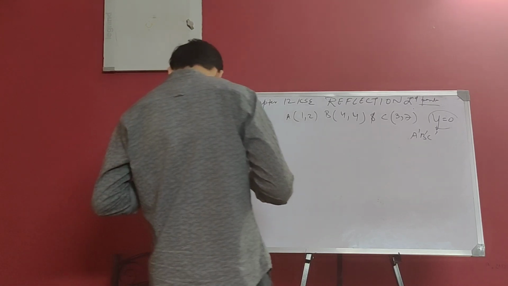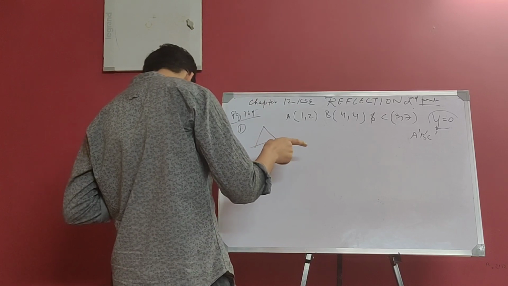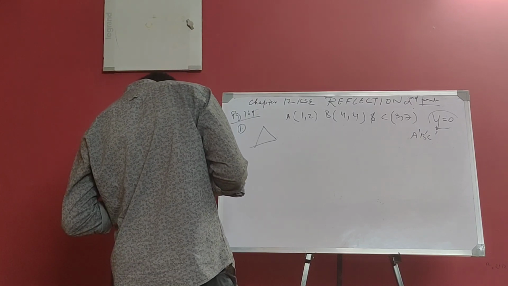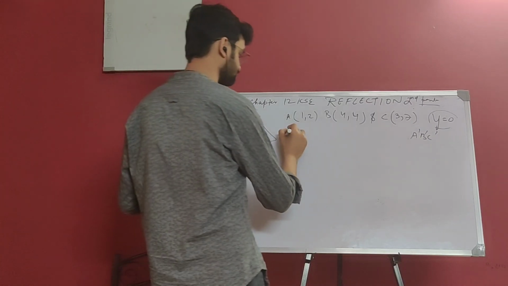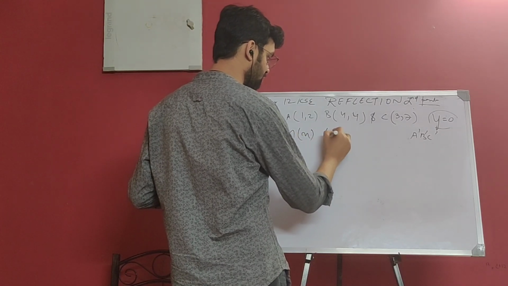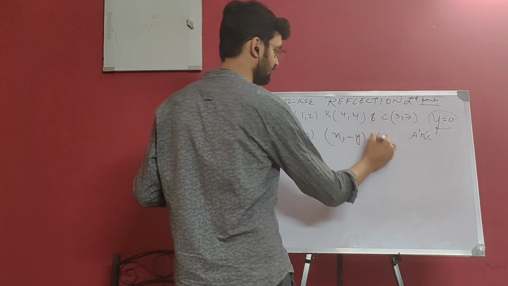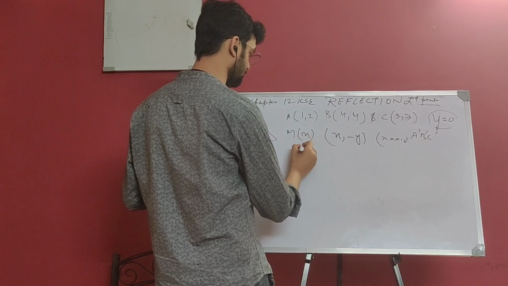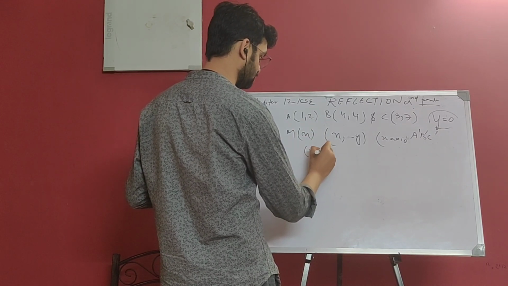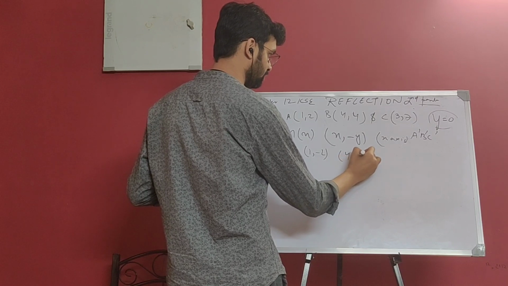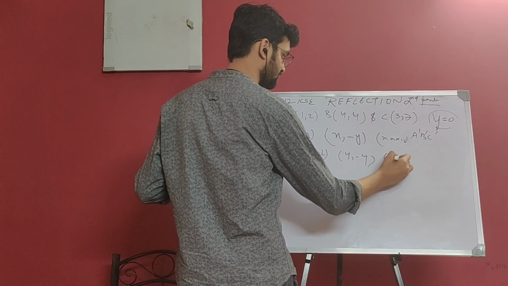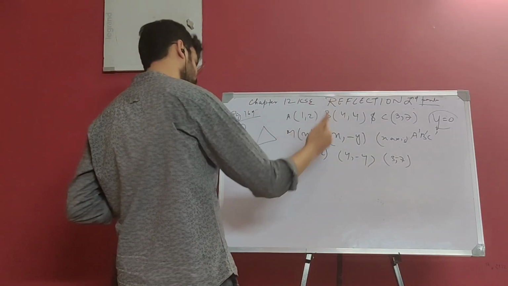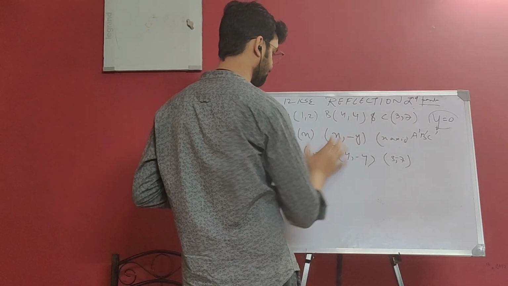We need to understand. Since the reflection in the x axis is given by Mx, my value (x, y) will become (x, minus y), when y is 0 and it is the x axis. So my new triangle here will be (1, minus 2), for this (4, minus 4), and for this (3, minus 7). Three new values I will get. So this is my three values, A', B', C'. So a first answer I got.